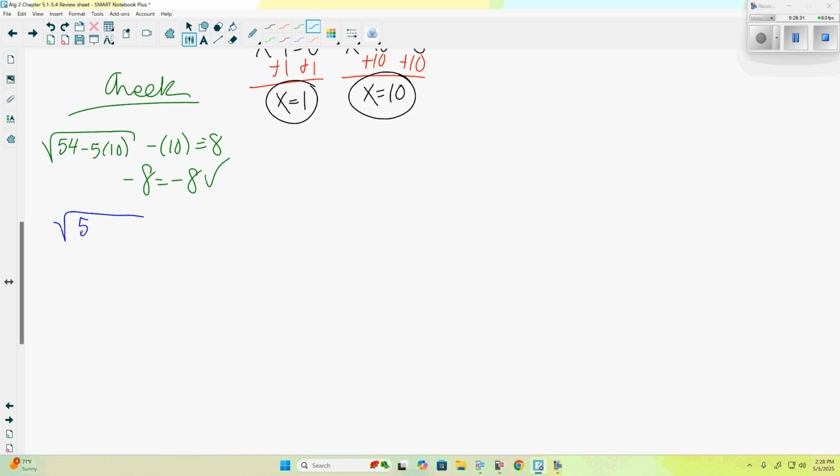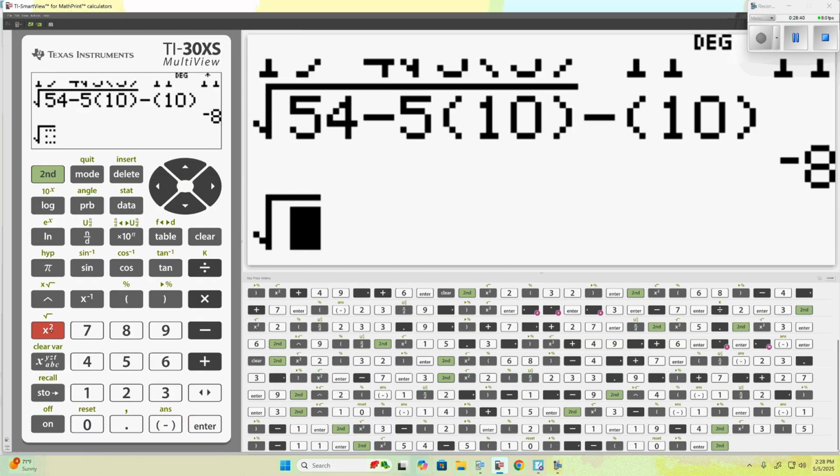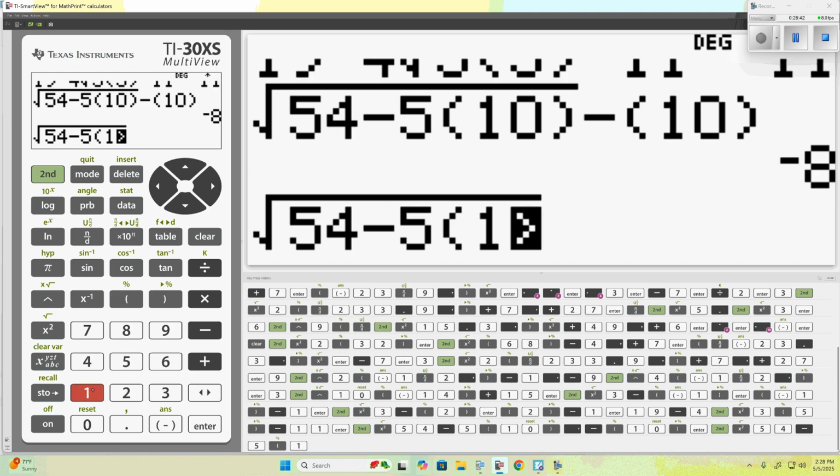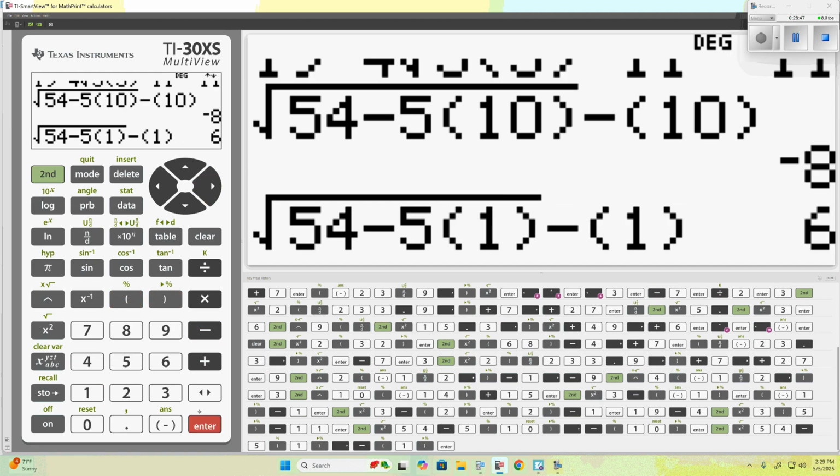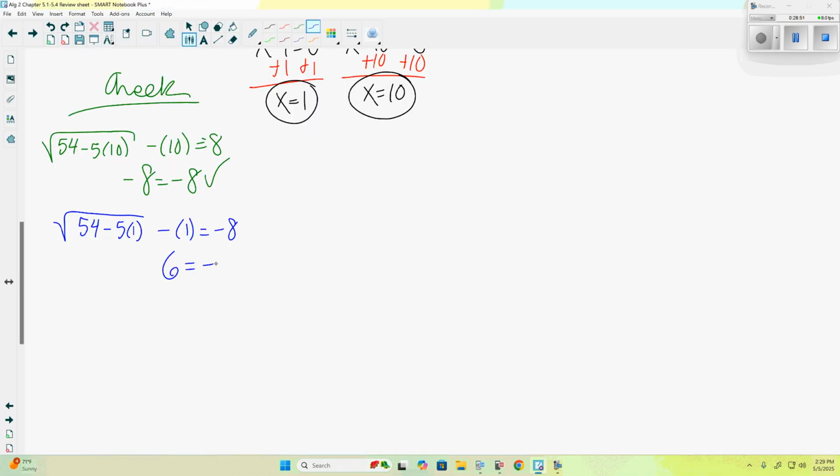You can also check 1. Square root of 54 minus 5 times 1, minus 1, is 6. Is that equal to negative 8? No. So the only solution that works for this is that x is equal to 10.